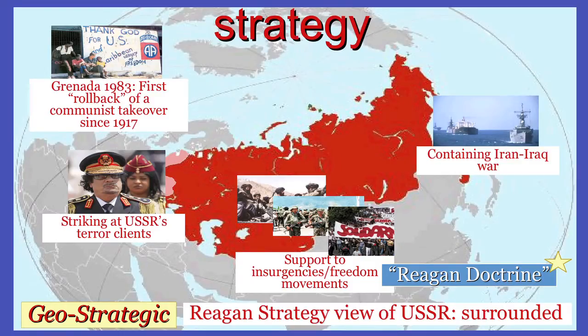In terms of using the map politically, of course, this was the Reagan doctrine. Support to insurgencies and freedom movements: Afghanistan, in Africa, in Eastern Europe, of course, Poland, Czechoslovakia. It was Czechoslovakia then. In Latin America.